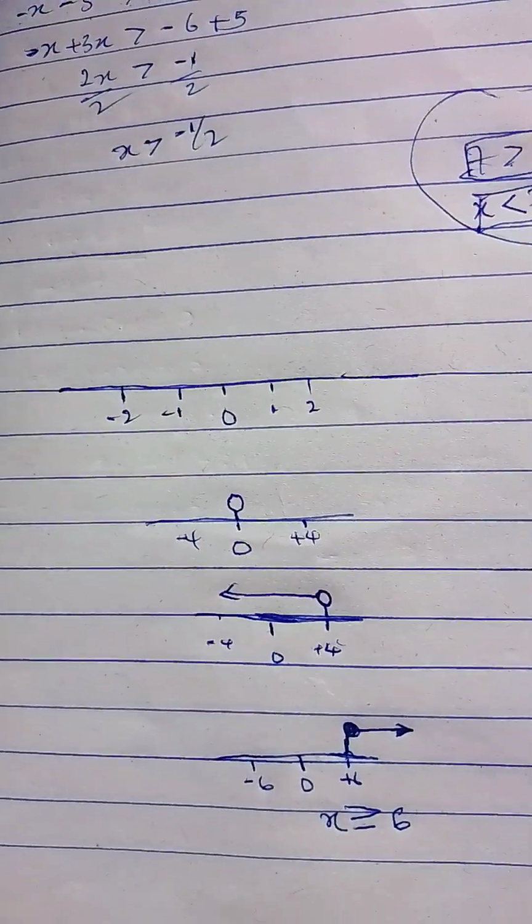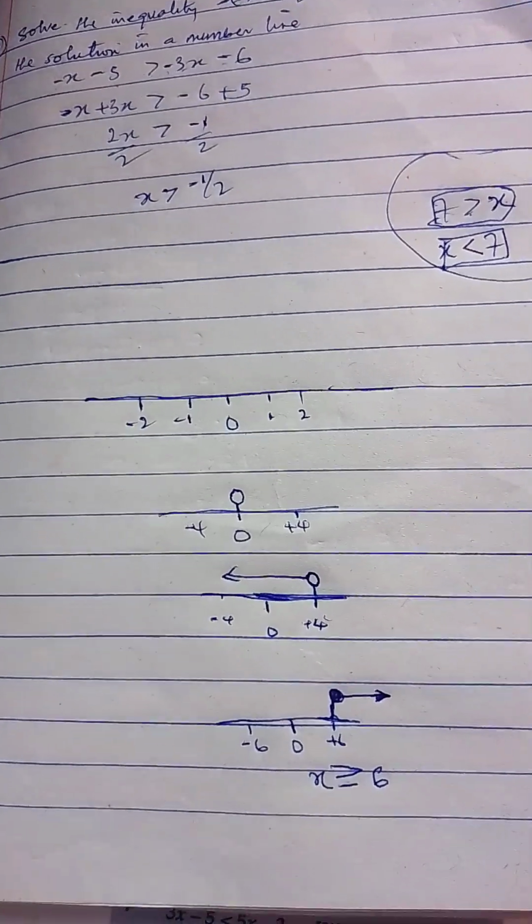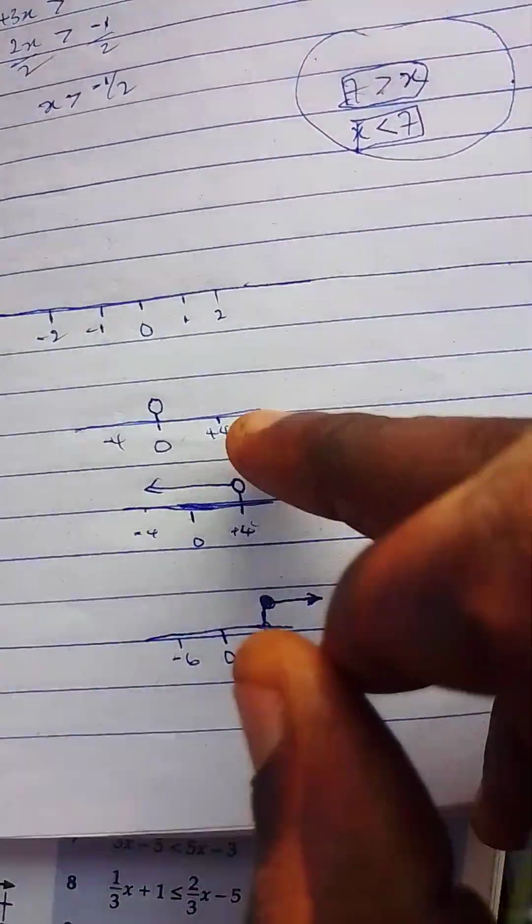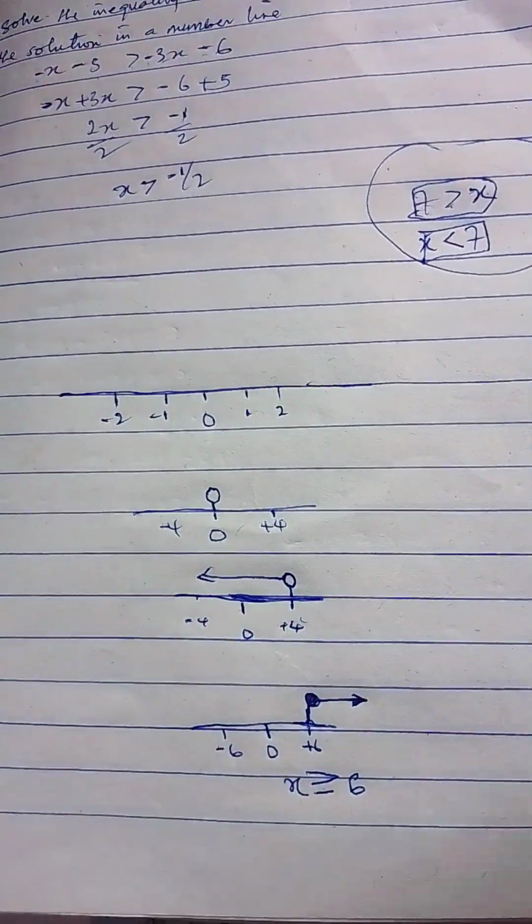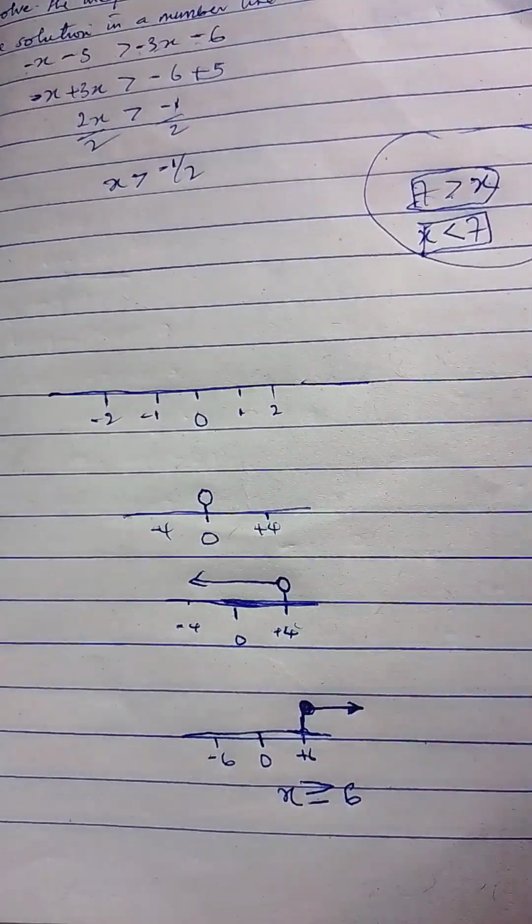Now, one thing I need us to know is that there are times when you have more than this on one number line. How do we go about that? Watch out for the next video.